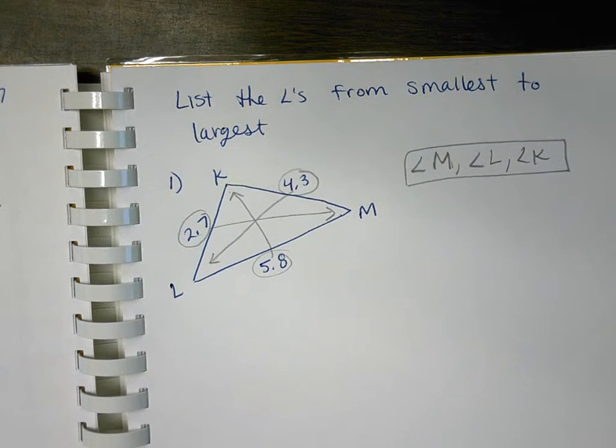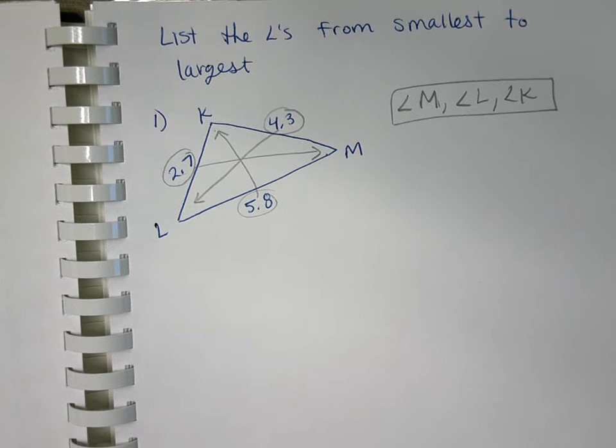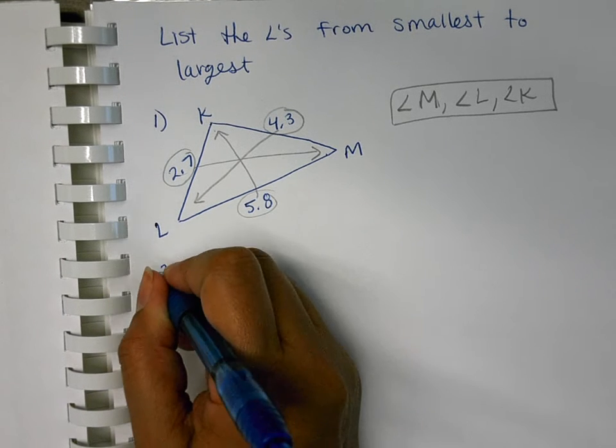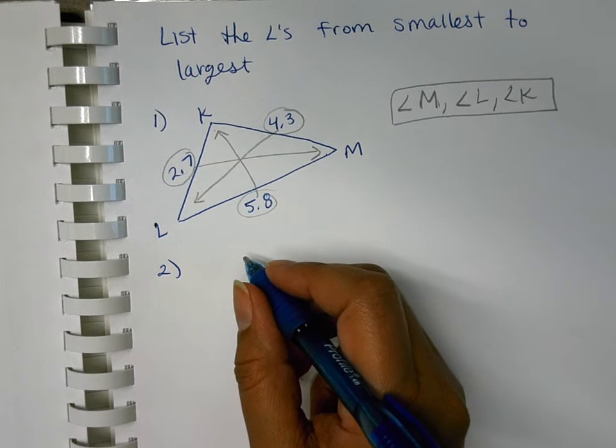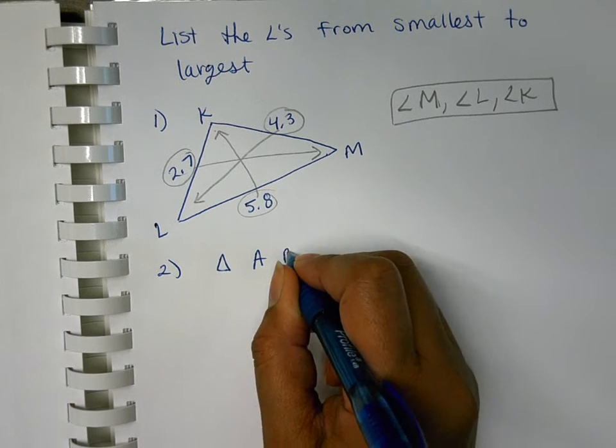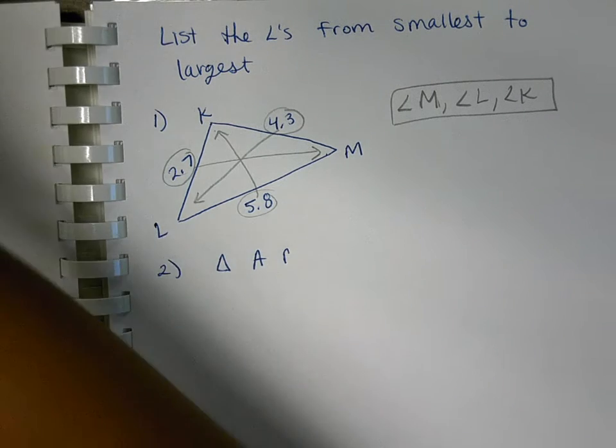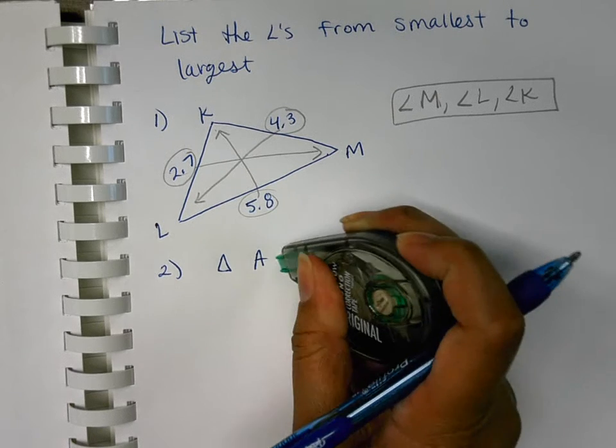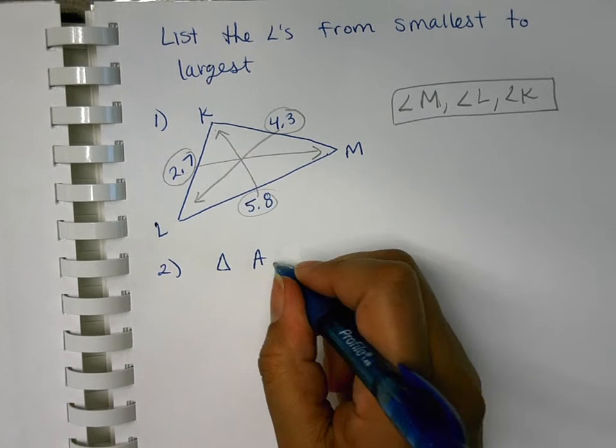Questions? None? Okay, number 2. Triangle ABC. Do we have a question like this on the test? Are these all test questions?